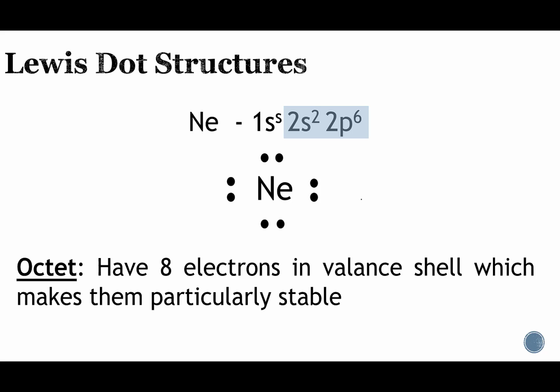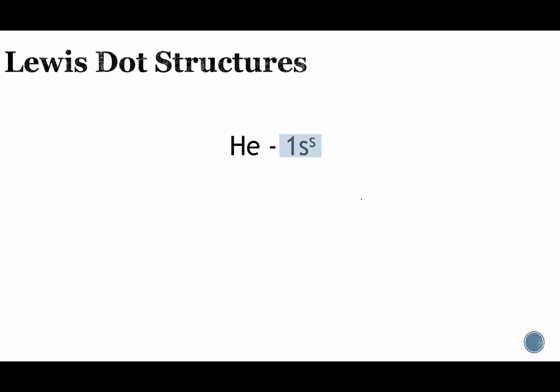In this chapter, you'll see there's something magical about the number 8. So as these atoms start sharing electrons, the whole purpose of the exercise, the whole reason that they're doing that is to have an octet, to have 8 in the valence shell.